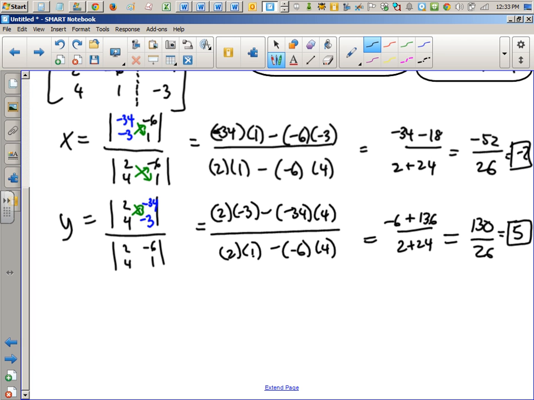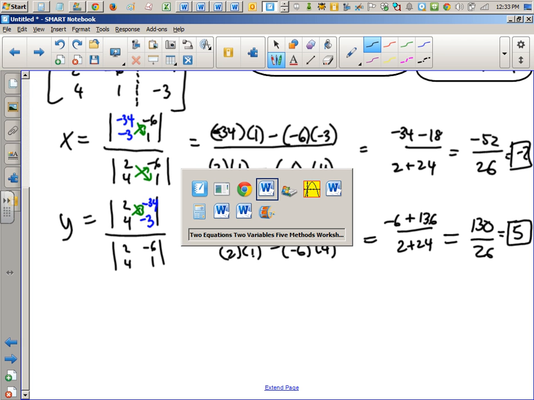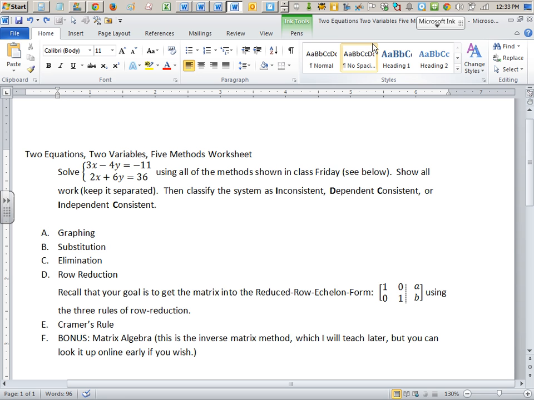So here's what your worksheet sort of looks like. See if I can find it here. It's one problem for the weekend, okay? You're going to solve it by all 5 methods. Bonus if you can figure out the matrix inversion method. Or just look it up online and try it. Bonus points there. Okay? Have a good weekend.